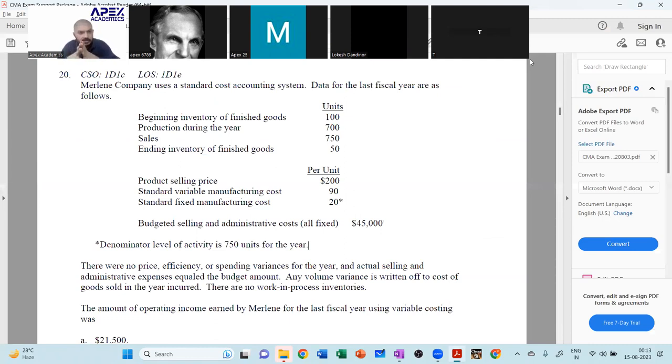Now let's take a look at this. What are we looking at? We are looking at standard variable manufacturing cost. That is 90 per unit. Now please understand.